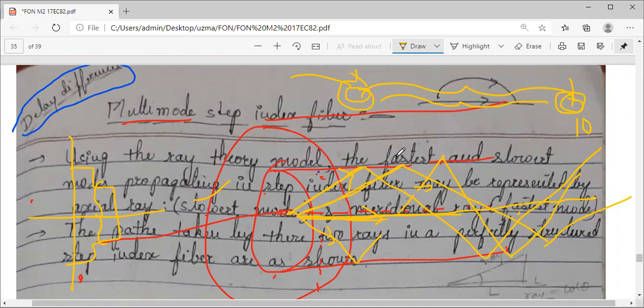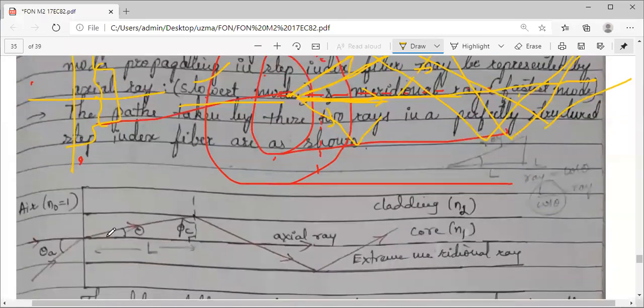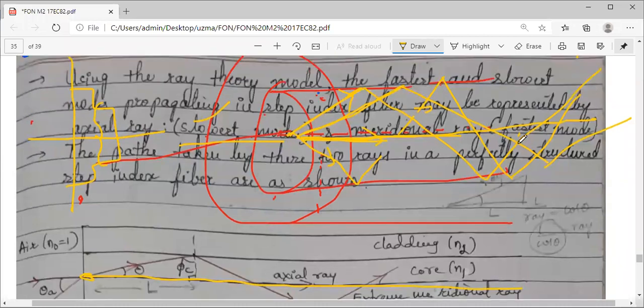Similar to that, even though you have multiple modes, many rays inside the core, consider only two for your analysis, the slowest mode and the fastest mode. Now in this section, the slowest mode is the axial ray. What is the axial ray? The axial ray is the ray which passes through the center of the fiber axis. This is your axial ray. And what is the fastest mode? The fastest mode is the meridional ray. I think it is visible to you here.